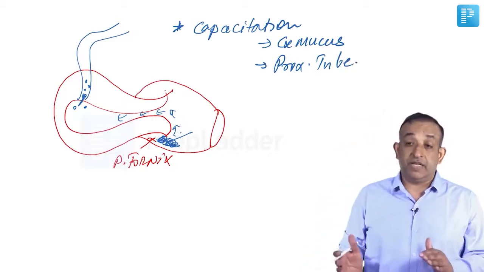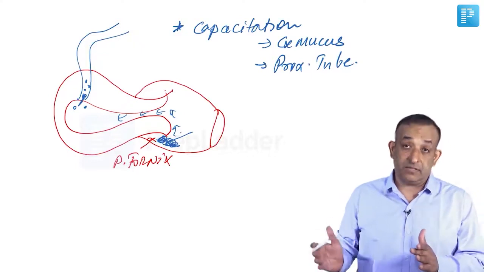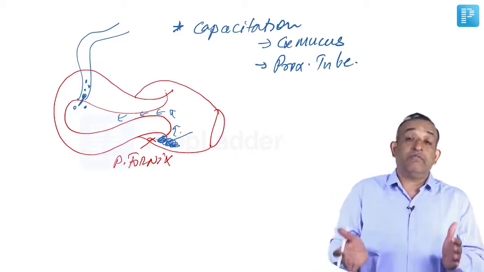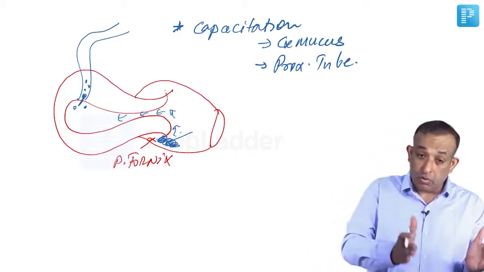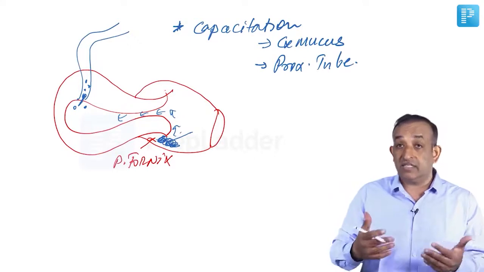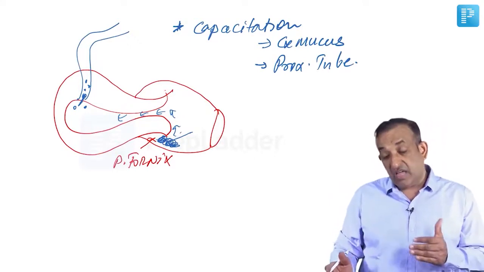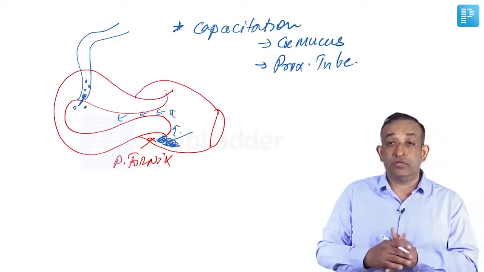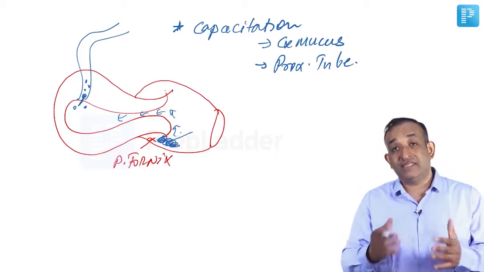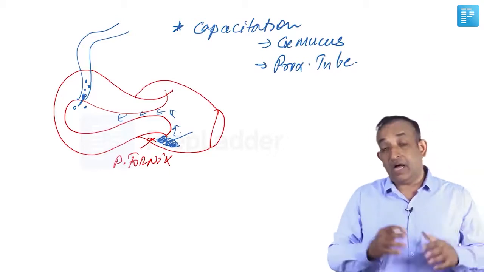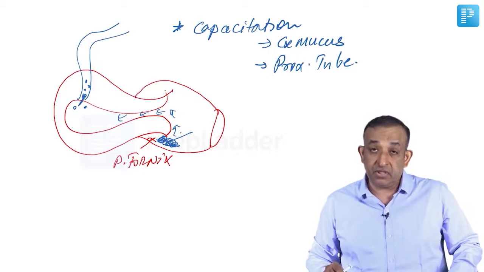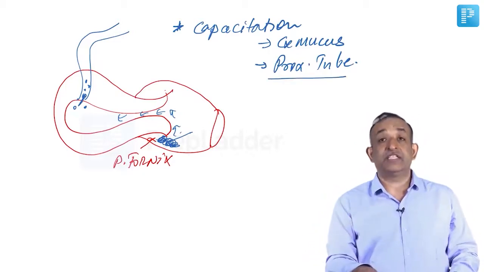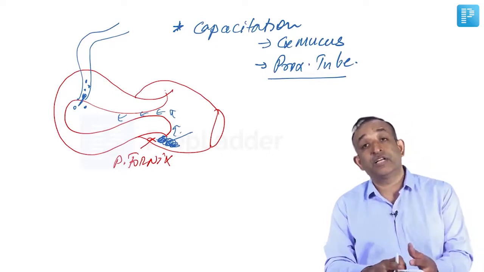Now there is a problem: when you ask where capacitation takes place, it's very difficult to pick one. But since Ganong's physiology is a more recent edition with more recent research information, if you are given a choice between cervical mucus and the proximal part of the tube, please pick proximal tube as the site of capacitation. Although I know that the gynae books do give cervical mucus, please pick proximal tube as the site of capacitation. So what happens in the stage of capacitation? That also is something which you should understand.